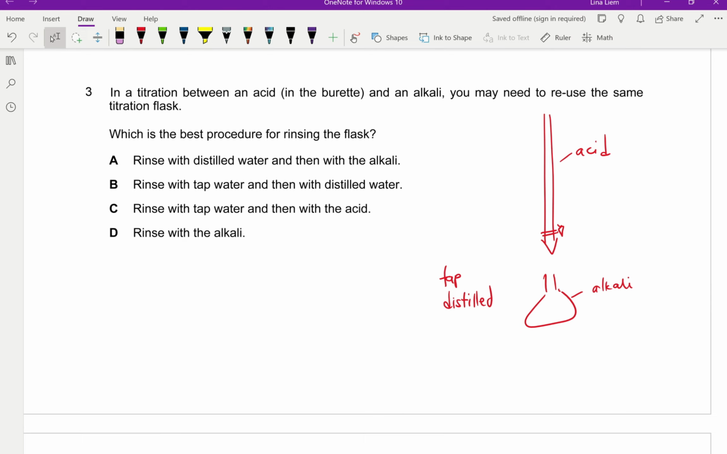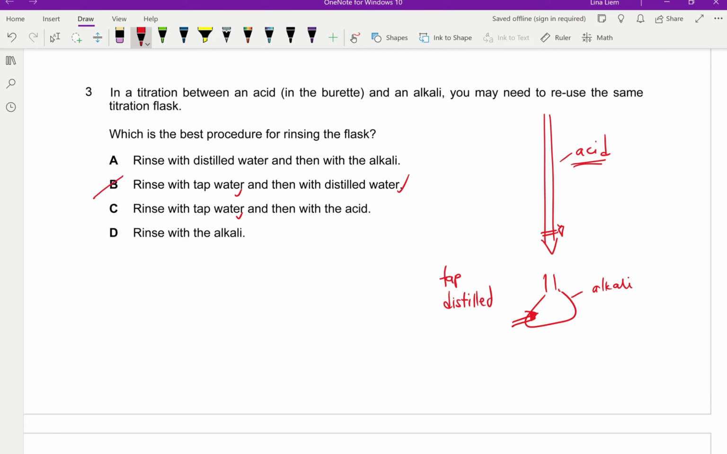It does not need to be dried because whatever number of moles added in this flask will react with acid. If there is water still present from washing the flask, the water will not affect the number of moles of alkali that is present in the flask. So it will not affect the result of the titration. So rinse with tap water and then rinse with distilled water.